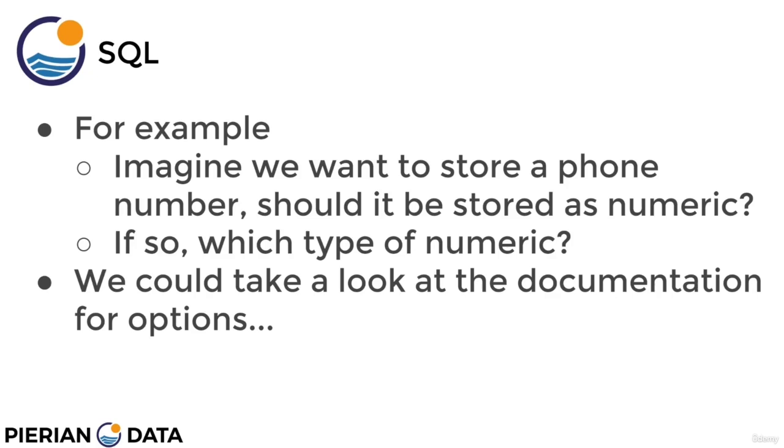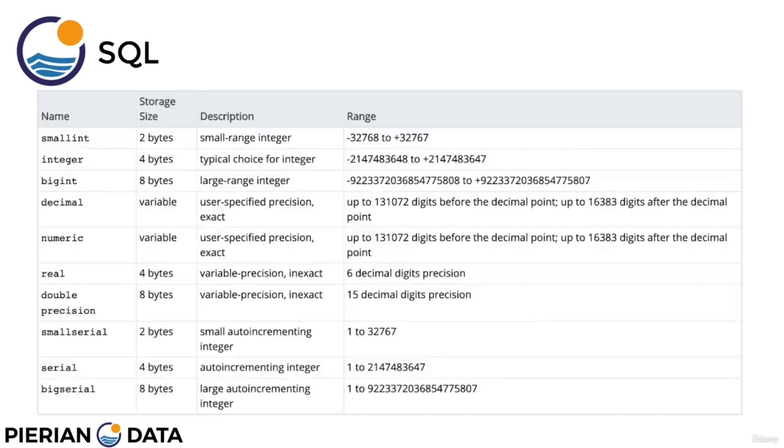Well, first thing we should do is take a look at the online documentation for options. And if you go to that documentation page, you'll see a table that looks something like this, where you have the name of a specific data type under the general numerical data type categories. And we can see here we have a bunch of different options. We have small integers, which has a storage size of 2 bytes. We have integer, storage size of 4 bytes. Big int or big integer for 8 bytes. We have a general description for these, like small range, typical choice, and then large range. And you'll notice that as you get larger in these possible ranges, then the storage size becomes larger.